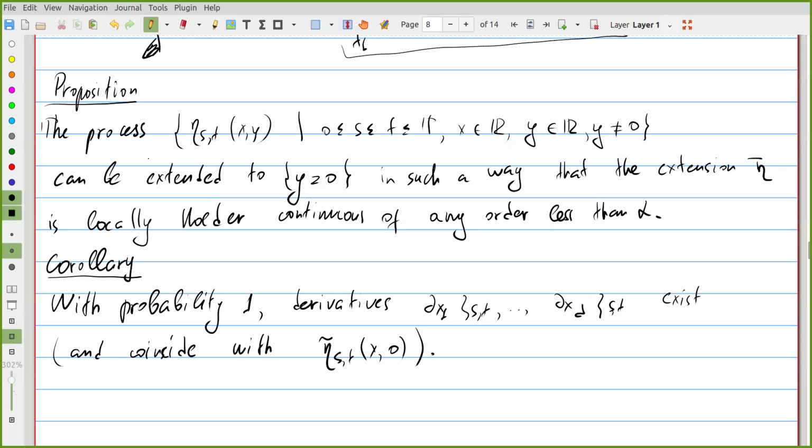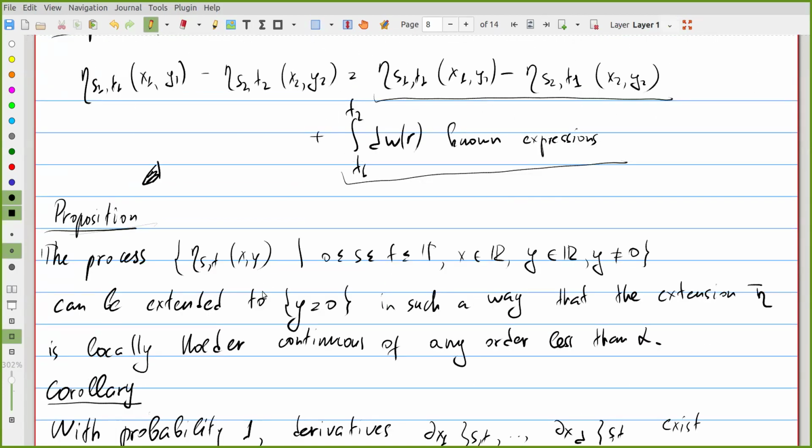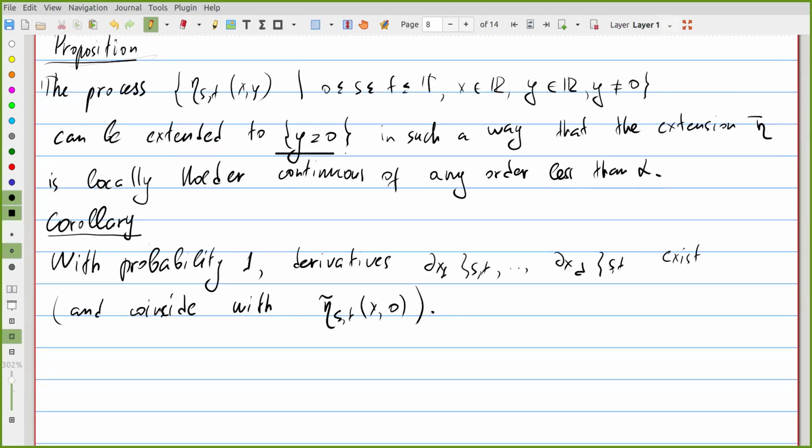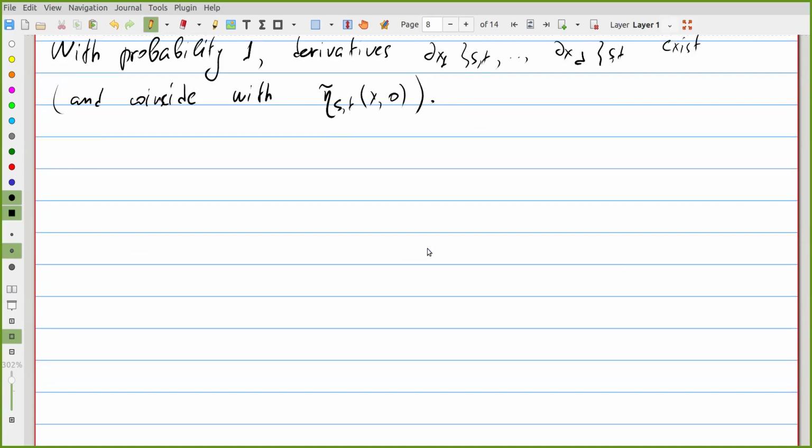So if you can do this on the set of full probability in this proposition, the first one, then it immediately yields this corollary and the existence of derivatives. Because at s t x y is exactly 1 over y times a difference. So this limit here is exactly the value of this derivative if it exists. Now we need to prove this proposition.